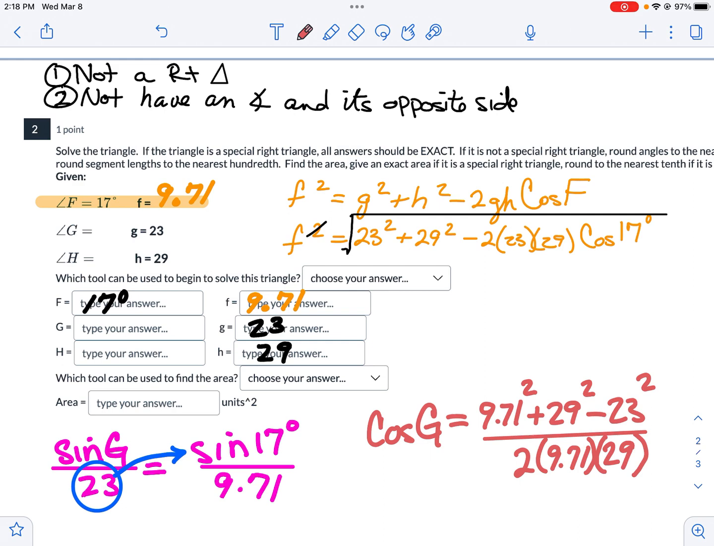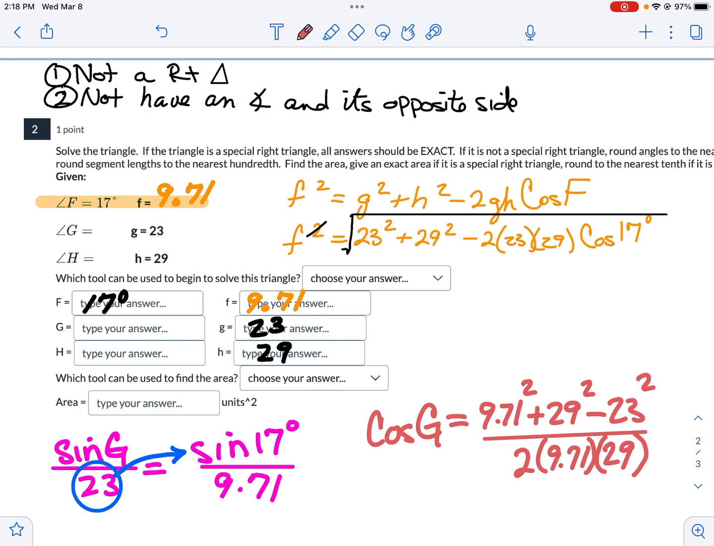It doesn't matter if you go pink with law of sines. It doesn't matter if you go Pepto-Bismol pink with law of cosines. Totally your choice. So let me write these down because you guys know me. Mrs. Leonard's memory is sketchy at best. So this, or 9.71 squared plus 29 squared minus 23 squared over all that.